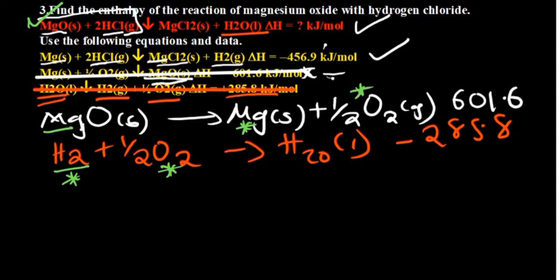We got the first equation. Magnesium in solid? We don't have it. HCl, we do have it. Magnesium chloride, we have it. Hydrogen, we don't have it. So let's try to cancel out now these things with stars.